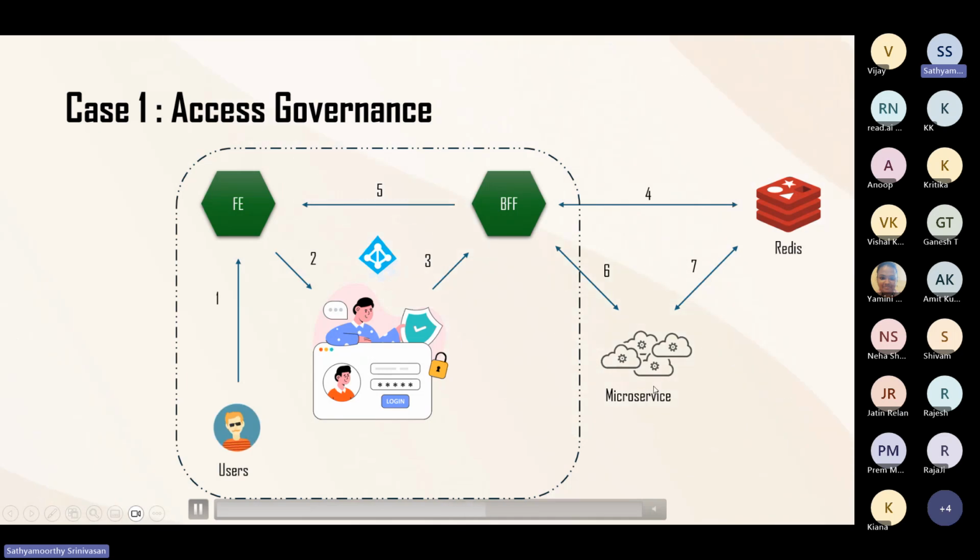And for microservices, every request from the front end to the back end carries the cookie information of the authorization context. By using that context, microservices get to know the user identity. This way we can make sure authentication and access governance is achieved. I'll go to the next slide.